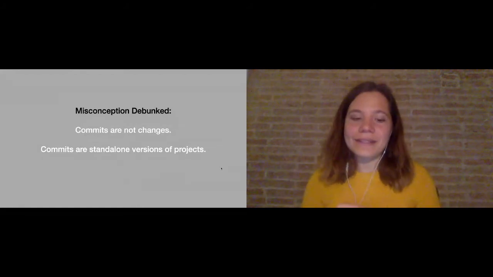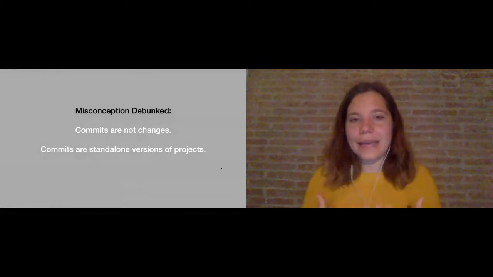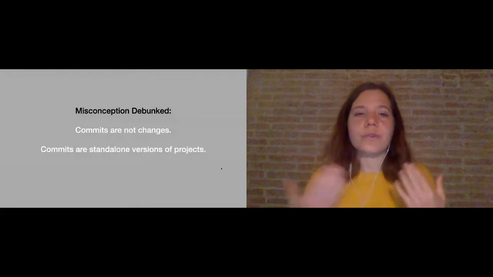Another thing about commits is that each commit has a 40-character commit hash. A commit hash is basically like a name for a commit. It's a way to refer to it, basically.